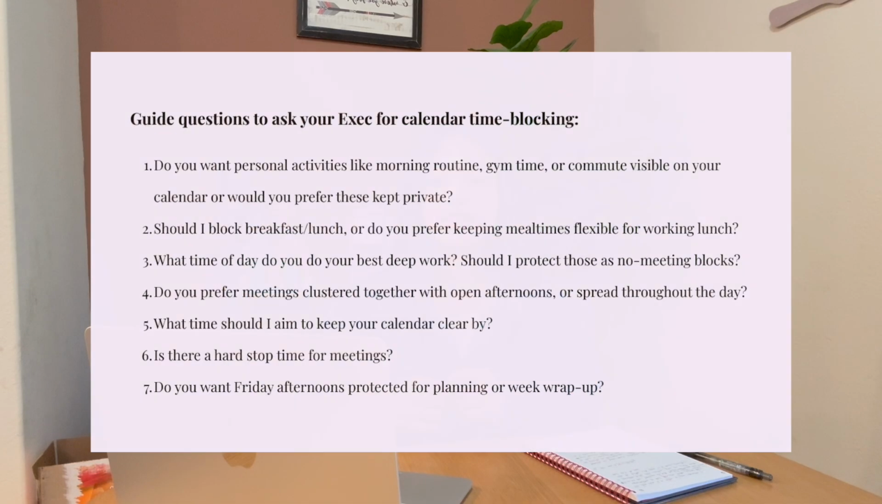Third one we'll talk about is time blocking. Depending on your executive's preference, you can block all activities on their calendar like prep time, morning block, or even their travel to the office or lunchtime. Again, you would have to check with them if they want these on their calendar or if only the lunchtime would be okay. Here are some guide questions you can ask your executive to clarify things. Don't worry, I'll link all of this down below and more.